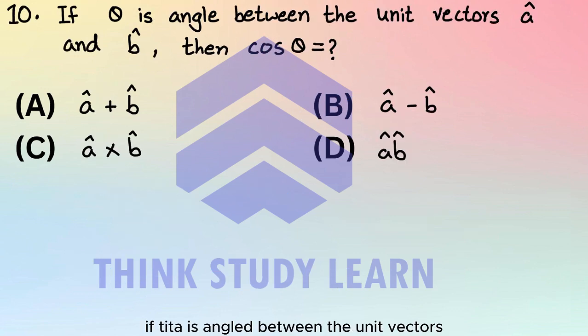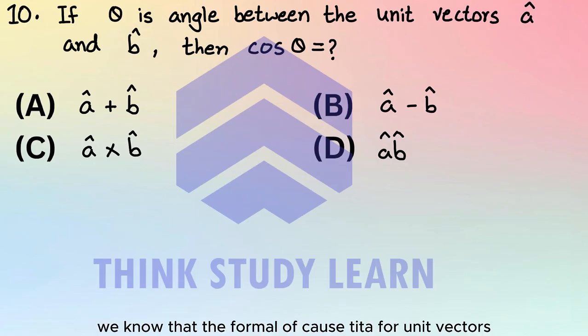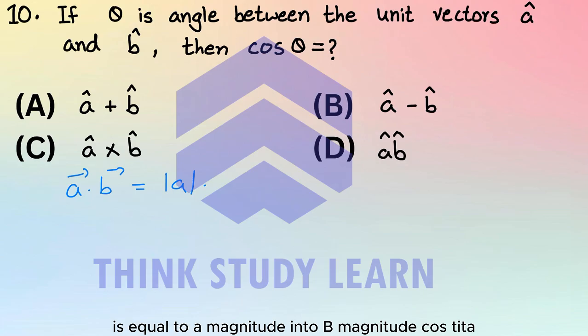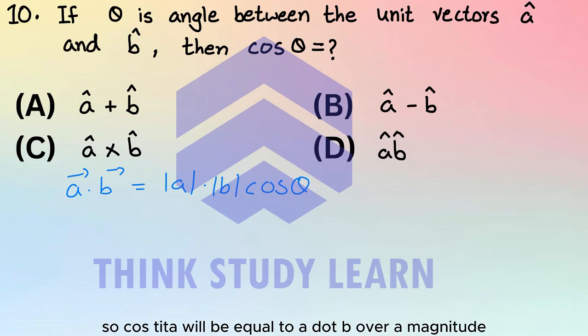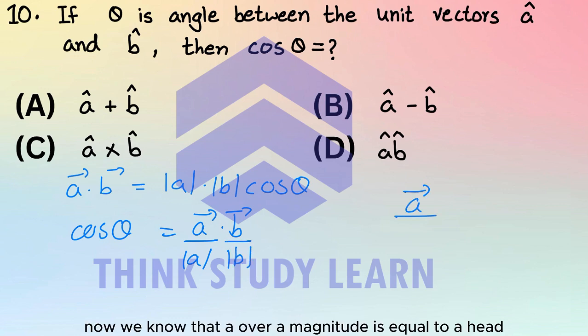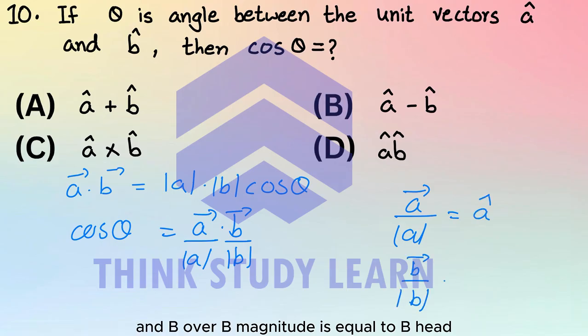The next question states, if theta is angle between the unit vectors a hat and b hat, then find cos theta. So we know that the formula for cos theta is a dot b vector is equal to a magnitude into b magnitude cos theta. So we have to find cos theta. So cos theta will be equal to a dot b over a magnitude b magnitude. Now we know that a over a magnitude is equal to a hat and b over b magnitude is equal to b hat.